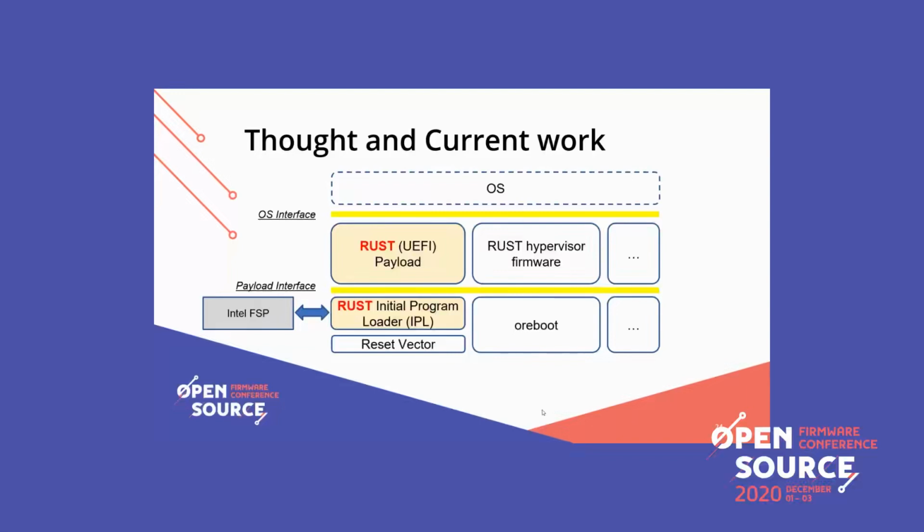With that solution, we can see only the reset vector has some assembly code, but the rest should be written in Rust. The Rust IPL as a bootloader and the Rust payload. It may boot to a Rust operating system. The Rust IPL is still work in progress, and we're looking for feedback on that direction.